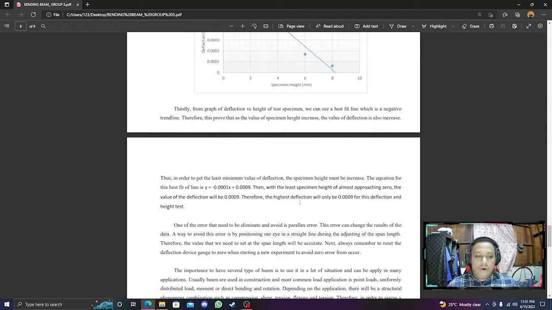The equation for this best fit line is y equals minus 0.0001x plus 0.0009. Then, with the least specimen height of almost approaching 0, the value of deflection will be 0.0009. The highest deflection will only be 0.009 for this deflection and height test.